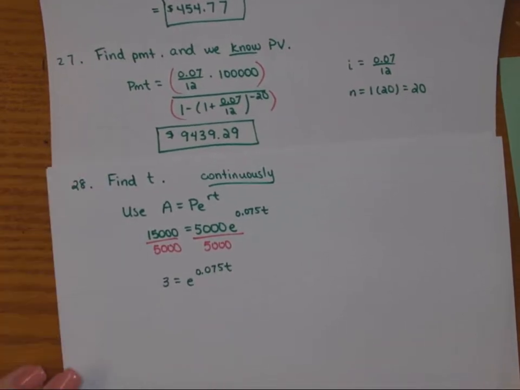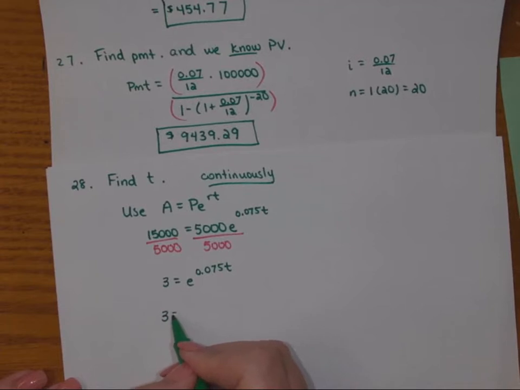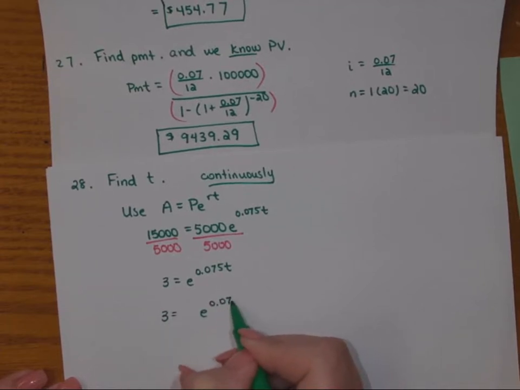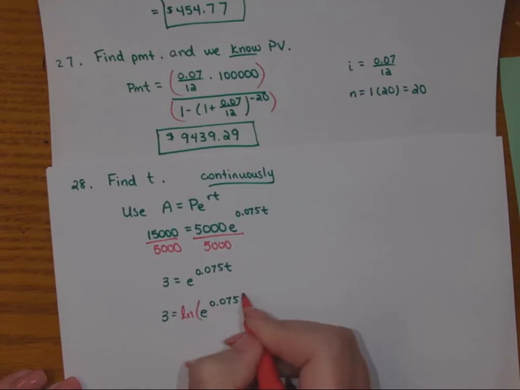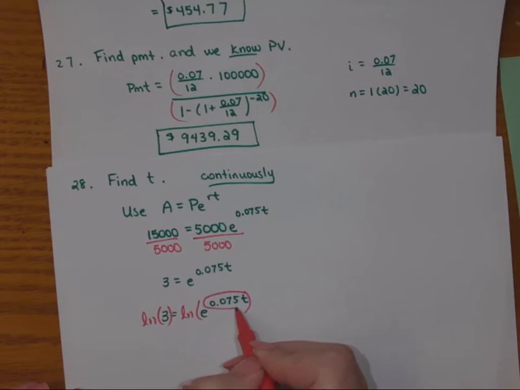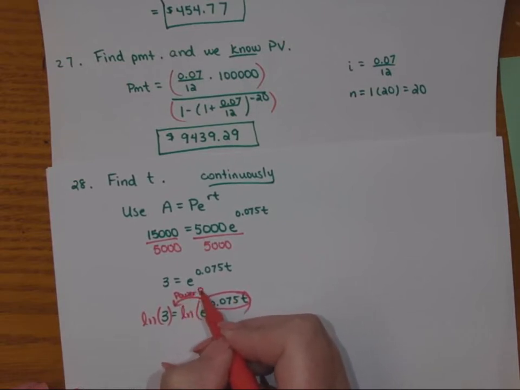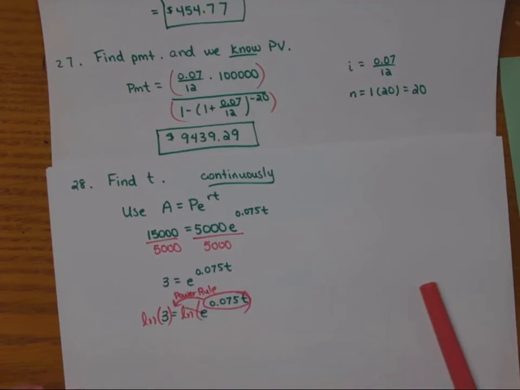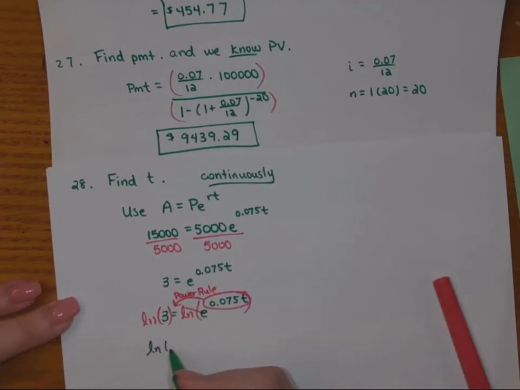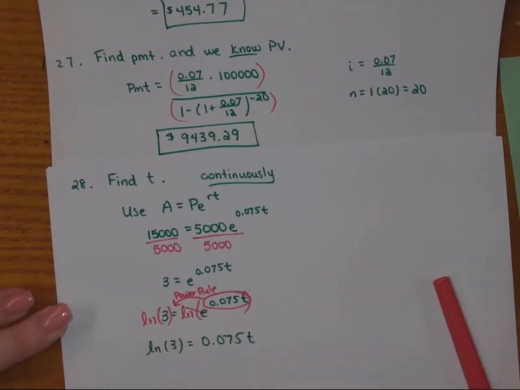So if I want to get the t out of the exponent, and I do, I use the opposite of e, which is natural log. So I'm going to take the natural log of this side, but I have to do the same to this side. Okay, so what that allows me to do is to move this around to the front because of the power rule. So we end up getting the natural log of 3 equals 0.075 t here. And then last but not least, if we want to know t, just divide by that decimal.